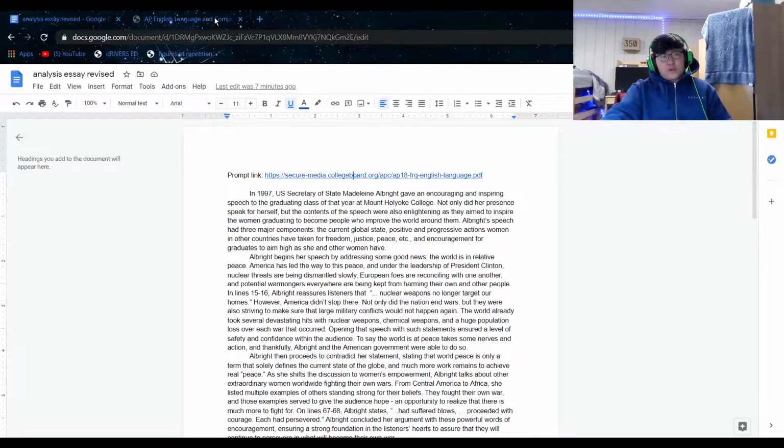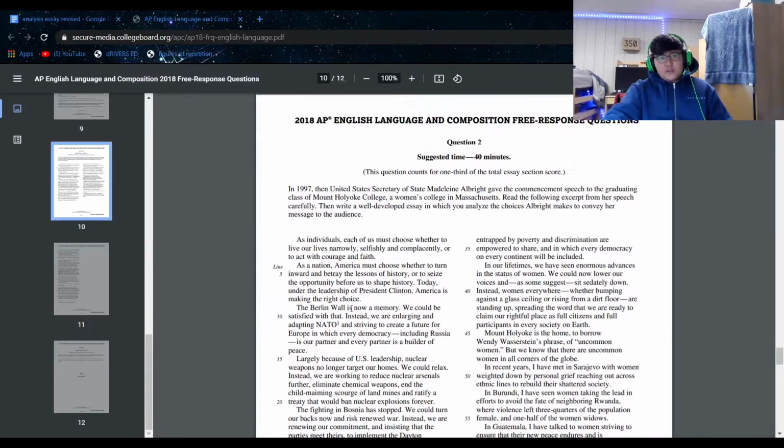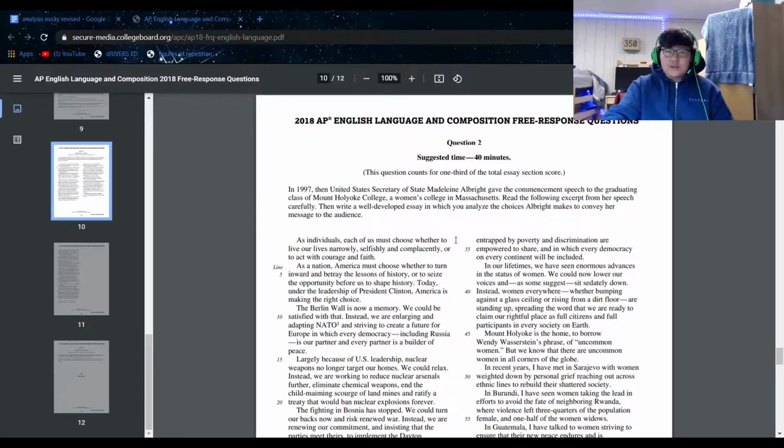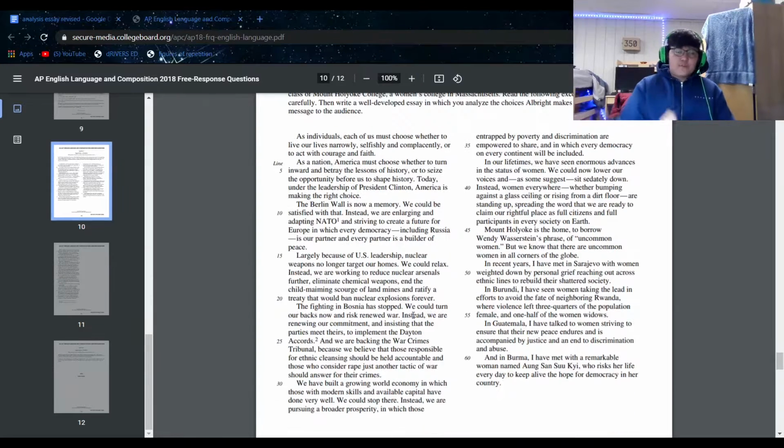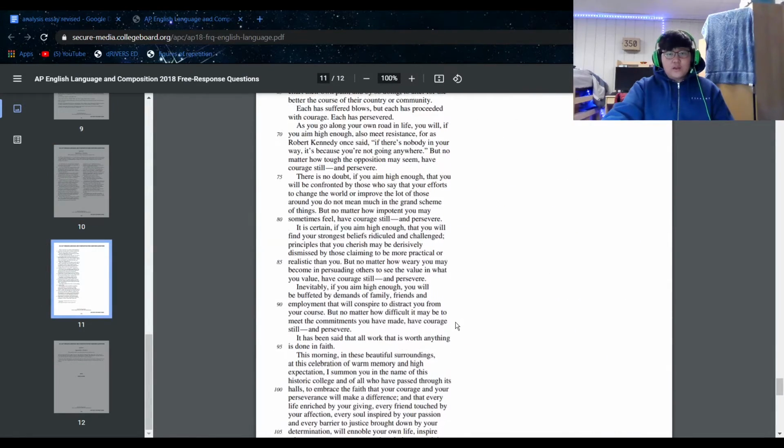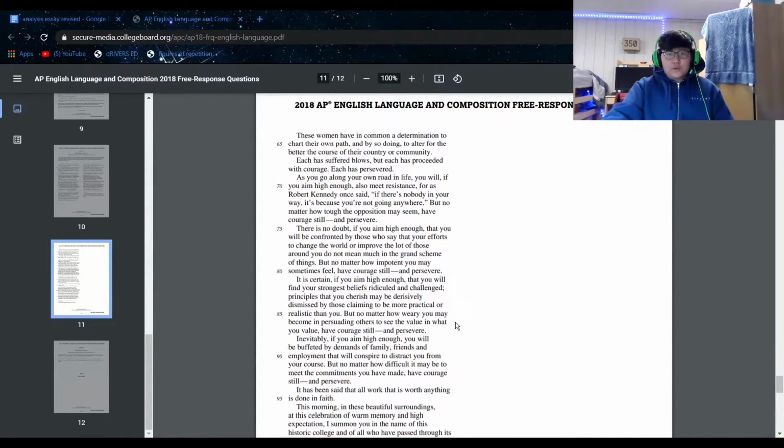Now, going into the real content, we have the prompt essay. The prompt essay is the speech given by the Secretary of State Madeleine Albright in 1997 to the graduating class of Mount Holyoke College that year. If you guys want to read through it, feel free. You could pause the screen and just read through it. I'll leave this up for you right here.